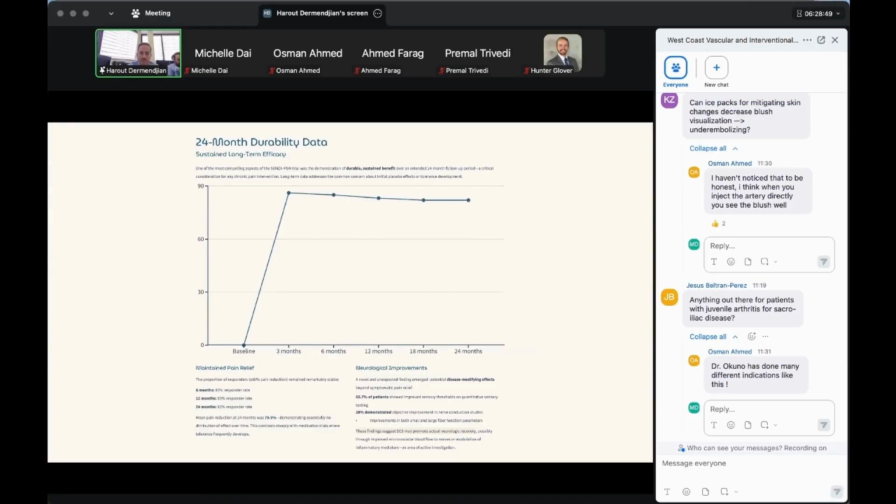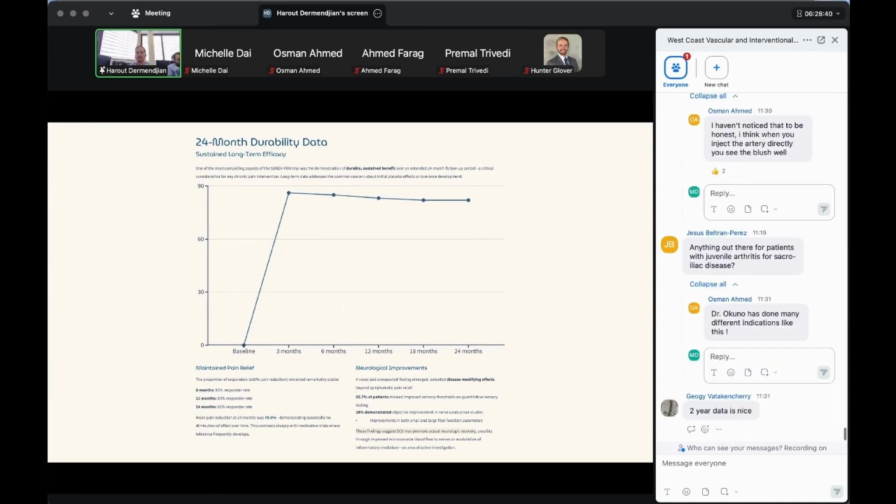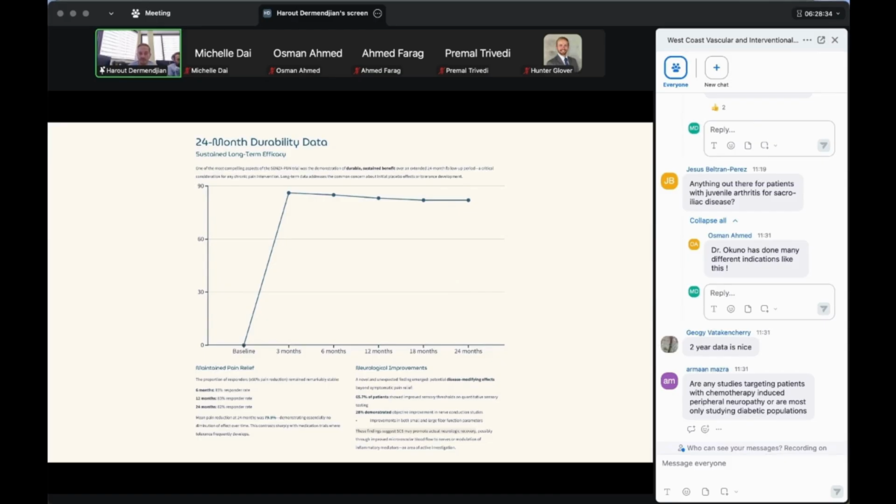So again, this shows the durability of our trials, right? A lot of, we talked about, the last presenters touched upon this, is that some pain trials can be due to placebo effect, but does it last out to 24 months, right? And this did. So at 6 months, it was 85%. At 24 months, it was still 82% response rate.